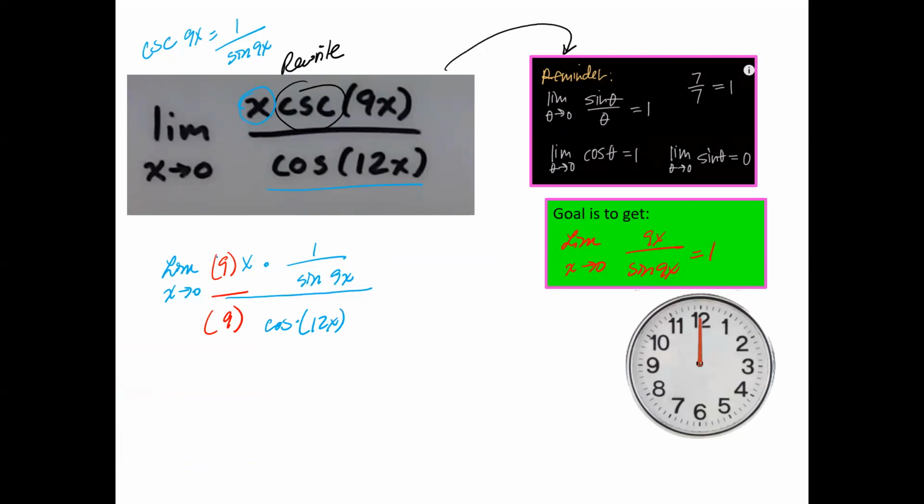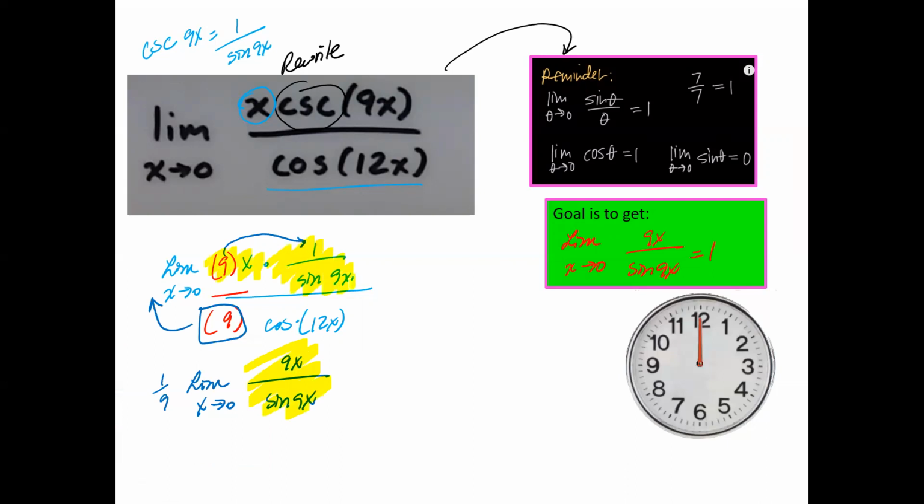And I know I want to keep this 9, so it's right here. But this 9, I don't really need, so I'm going to move it to the front. So I'm going to have 1 over 9, limit as x approaches 0, 9x over sine 9x. So this part right here is this with this.